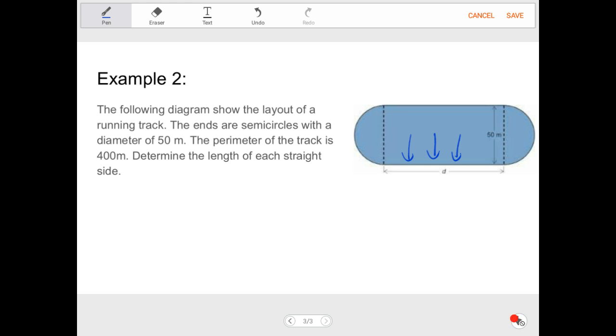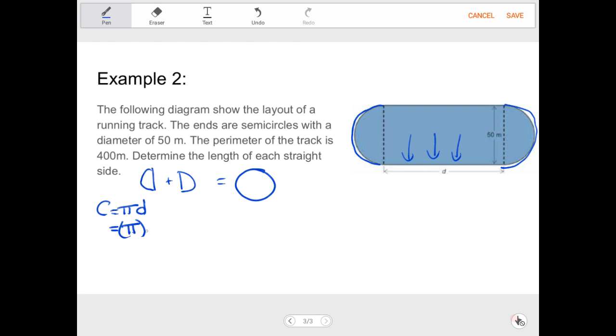Do you see these two semicircles? This one here and this one here? Well, if you put two semicircles together, if you took this semicircle and added it to this semicircle, wouldn't that give you one perfect circle? It would. So I'm going to use circumference equals pi times diameter. What's the diameter of this thing? It's 50 meters.